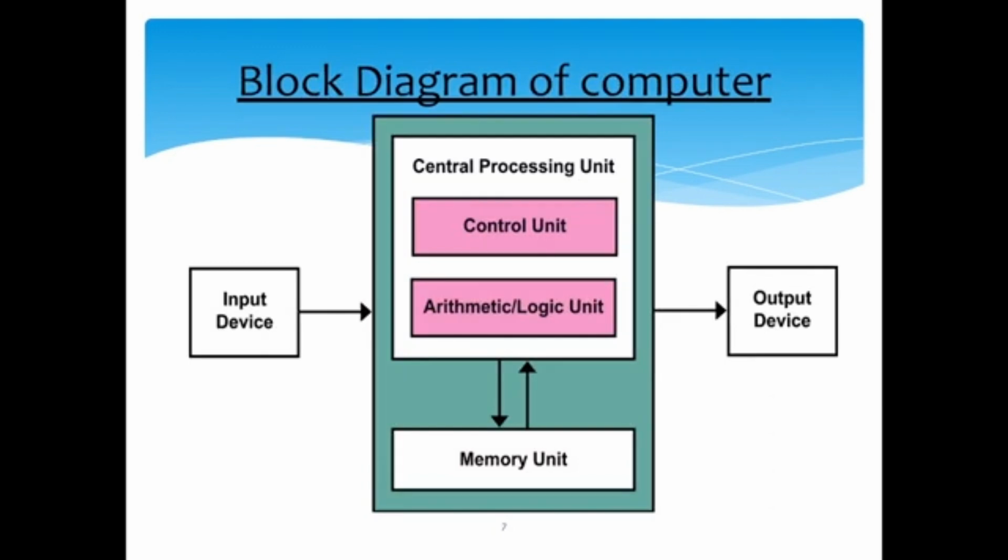This is the block diagram of a computer. If you want to understand the working principle of programming, then you need to know how a computer works. For input, you will be getting a desired output, and in the middle, you will be having the processing unit, the central processing unit, which contains the control unit, arithmetic logic unit, and memory unit. And I hope everyone knows it.